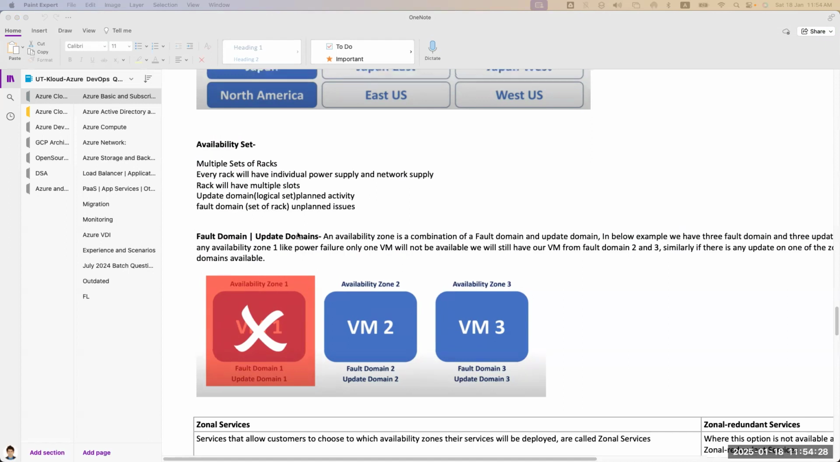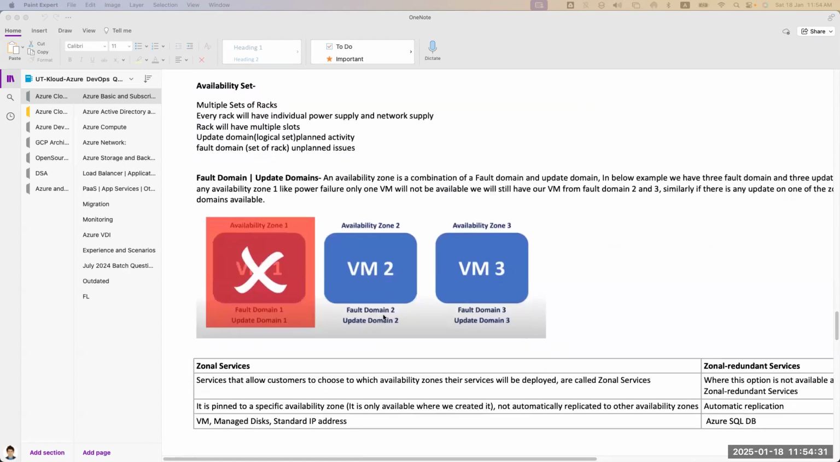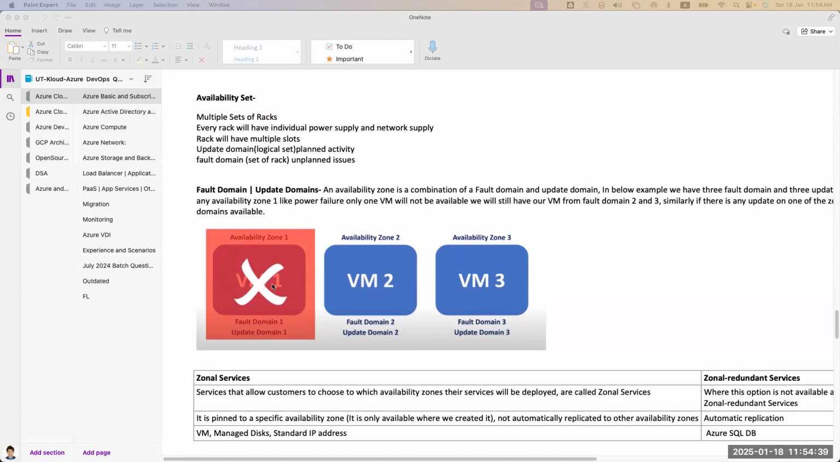This number can be old. I'll check the number on the portal again. Maximum we can have 3 fault domains and 20 update domains. So this is the definition of availability set. I am assuming all of you did not get it. Few of you maybe got it. But by definition, I think you will not get it. Anyone who understood can explain it?